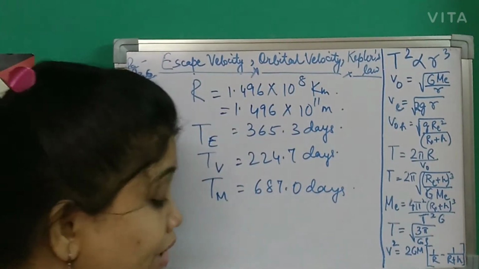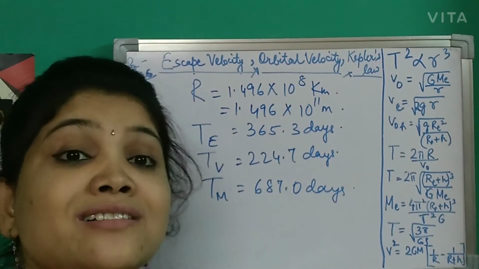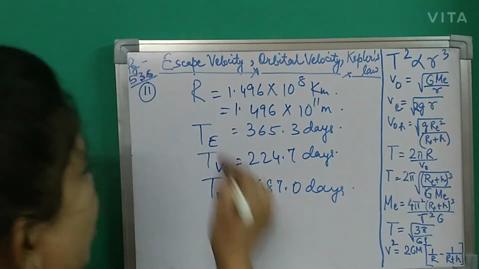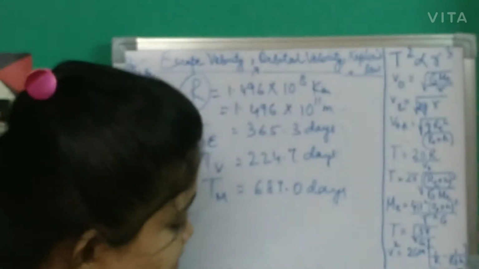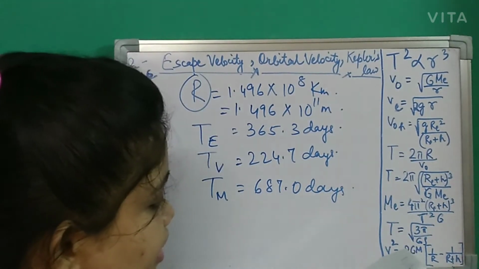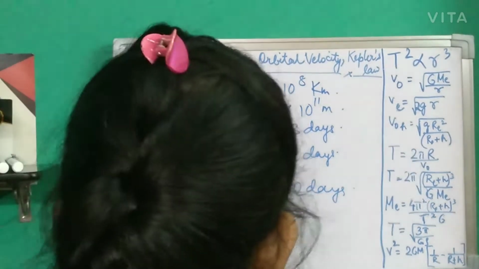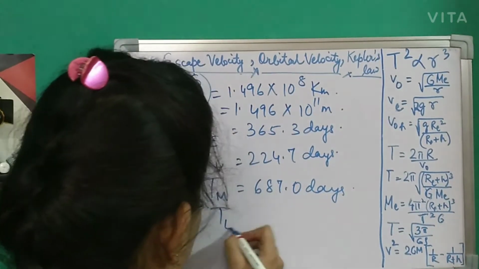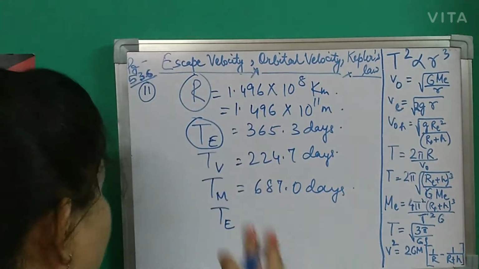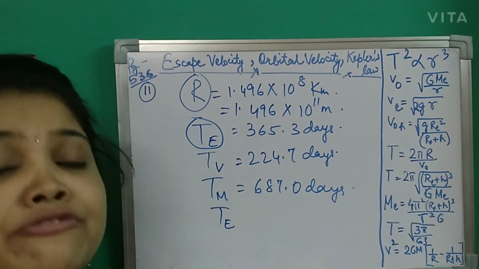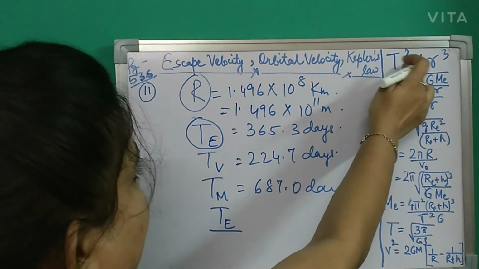Now what you have to find out is to estimate the mean distances of these planets from the sun. One r is given to us, three T's are given to us. You have to find the mean distance of these planets from the sun. To do this sum, you have to take the earth as the reference, the time period of the earth as the reference. Suppose we are finding out the mean distance of Venus. You will be using Kepler's law over here.